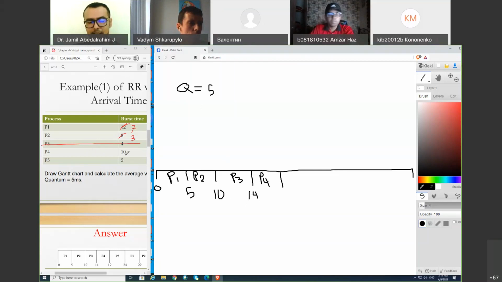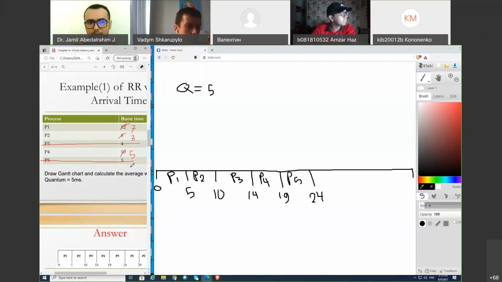Even though the total is 10 units, they allowed us to execute only 5 units. So 14 plus 5, 19. The remainder will be 5. Then P5, 5 units till 24. Here there is no remainder, so P5 also has terminated its task.